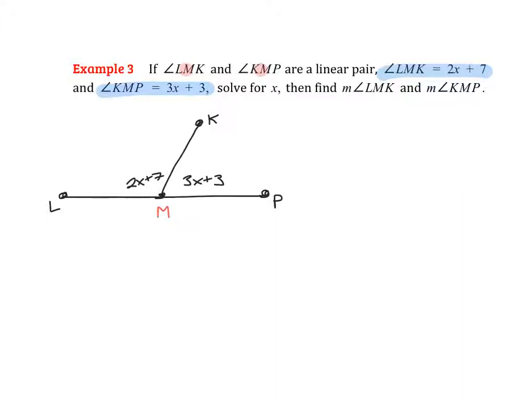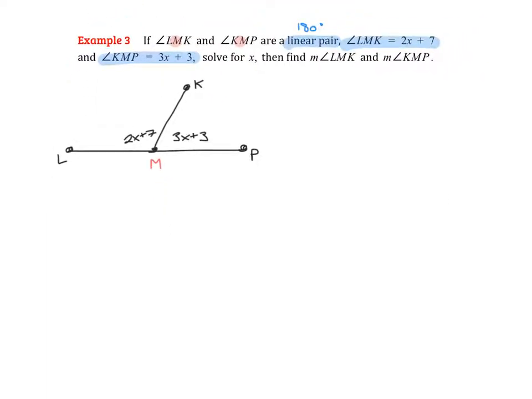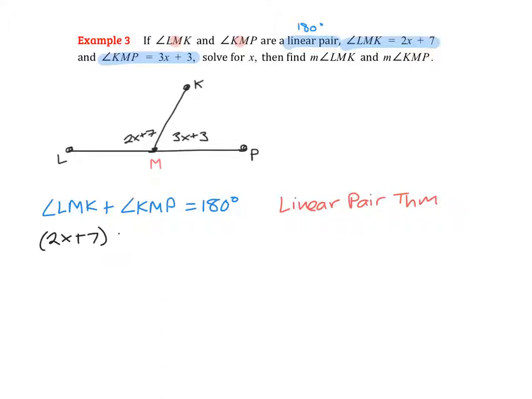And I know that linear pairs are supplementary, so they will add up to 180 degrees. So before I do anything else, I'm going to write this statement. Angle LMK plus angle KMP equals 180 degrees. And my reason for this is the linear pair theorem. So that's my reason. Now I can substitute. So (2x plus 7) plus (3x plus 3). Notice whenever we substitute, we use parentheses. Equals 180. That's the substitution property of equality.